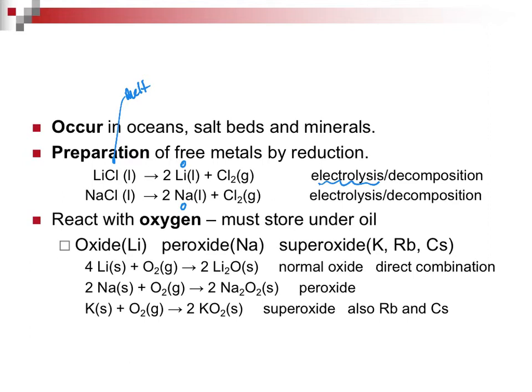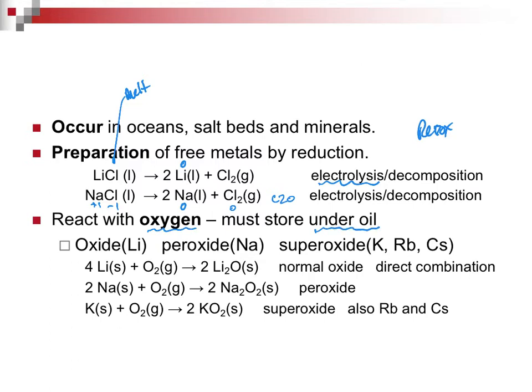Now, we'll talk about this in chapter 20. In 1220, we'll talk all about electrochem and this process. But anyway, we make them by a redox process, but it's the opposite of what you're used to. +1 and -1 goes to form 2 zeros. So know that reactions can go in both directions. The other thing to tell you is that they do react with oxygen. You have to store them under oil.